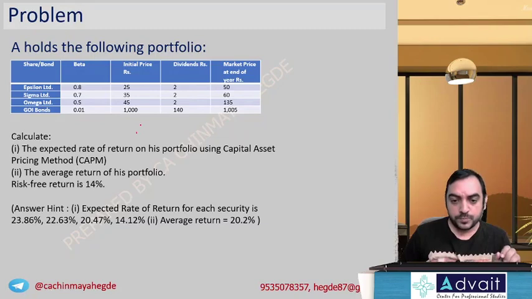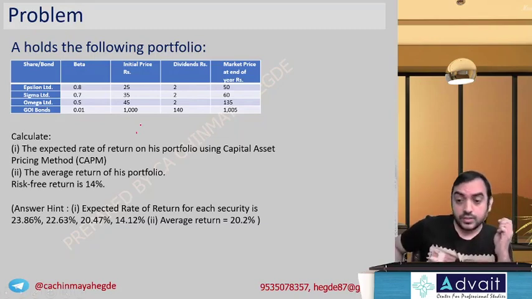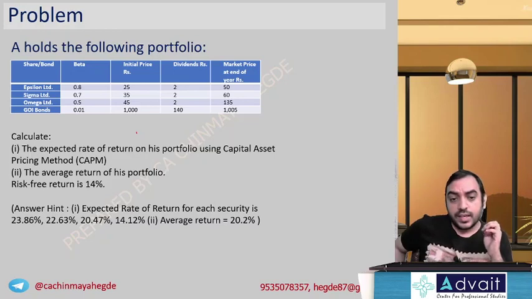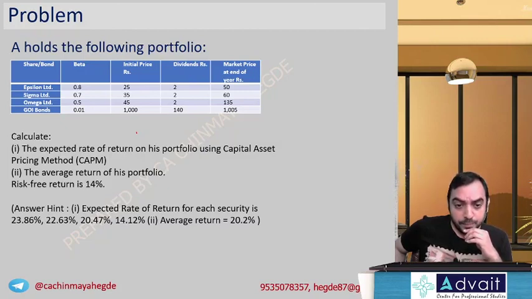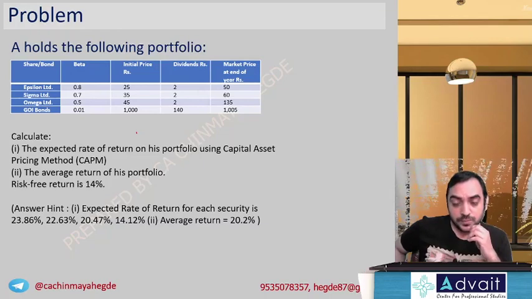Come to this problem. A holds the following portfolio: share, beta, initial price, dividends, market price at the end of the year. Calculate Epsilon Limited, Sigma Limited, Omega Limited, GOI bonds.